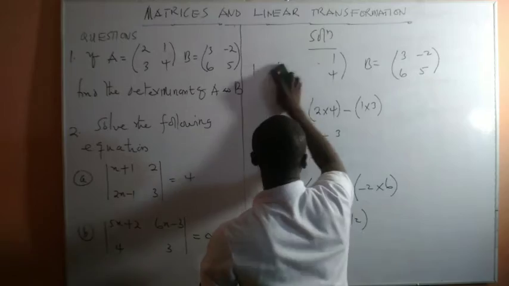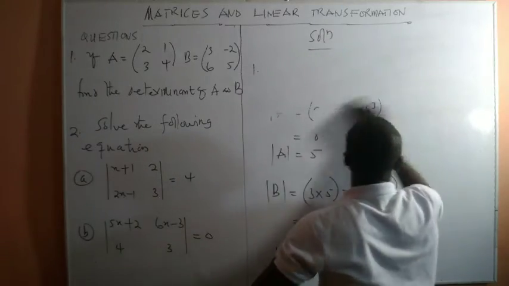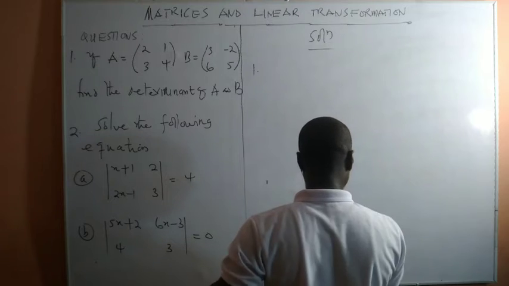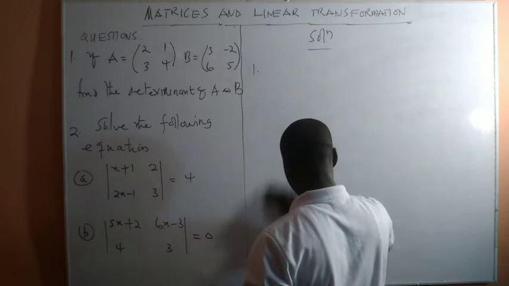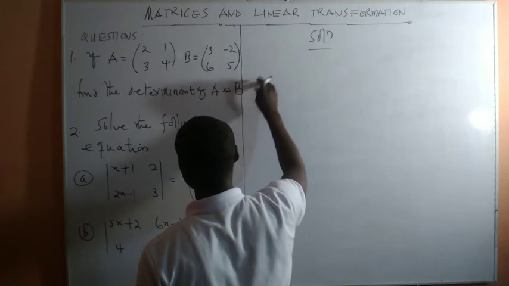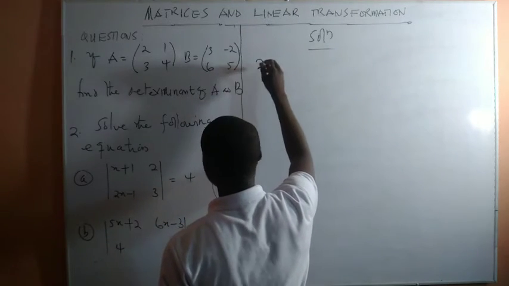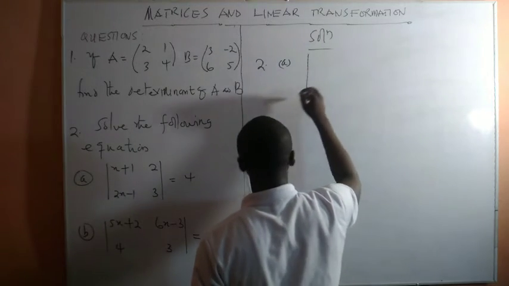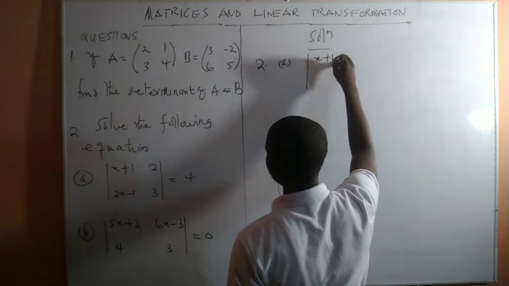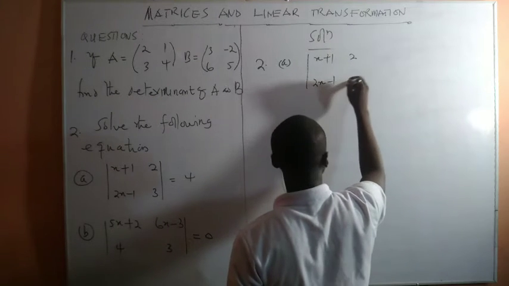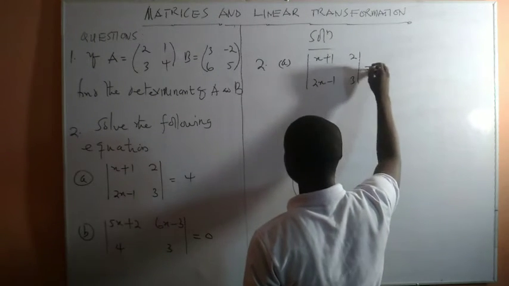Now let's look at how best we can solve question number 2. Question number 2 is in 2 parts. The first part, we actually solve this equation, x plus 1, 2, we have 2x minus 1, 3, this is equal to 4.